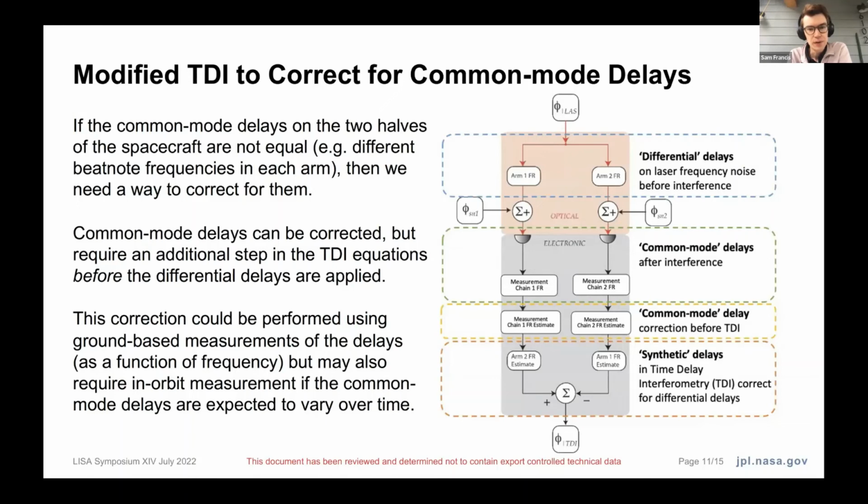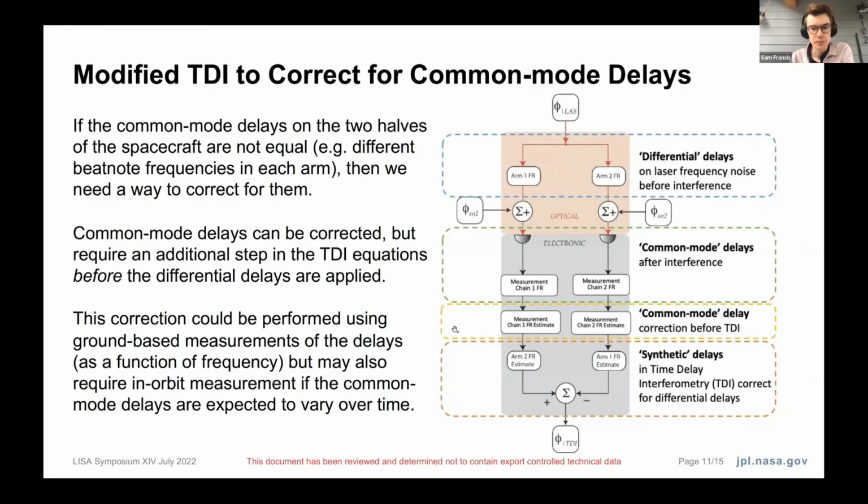However, we think that these common mode delays could be corrected with very minor changes to the TDI process. And so this diagram again is showing that really all you'd have to do to correct for these delays is add this yellow box here, this step right before applying the synthetic delays for TDI. And that's just undoing the measurement chain delays in measurement chain 1 and measurement chain 2.